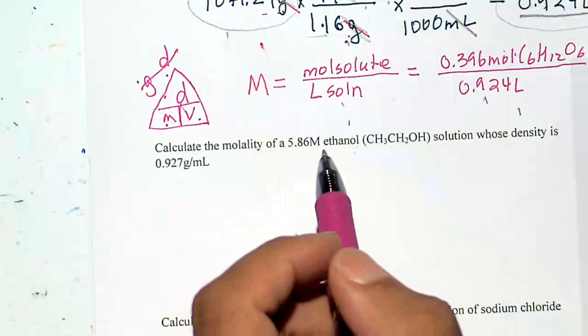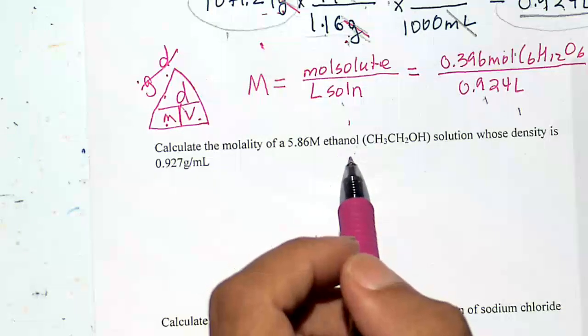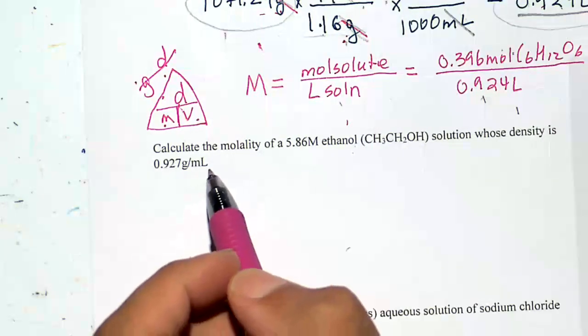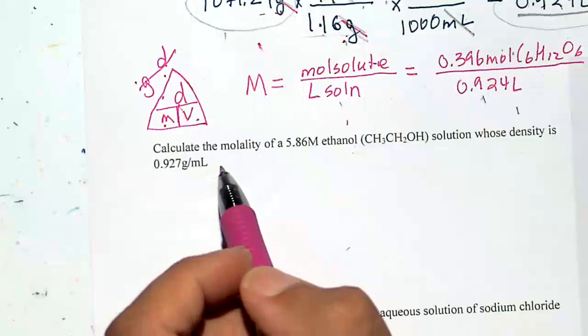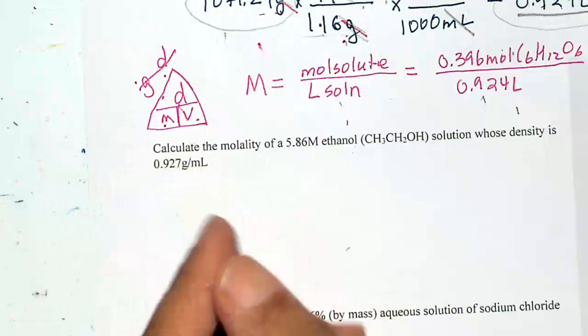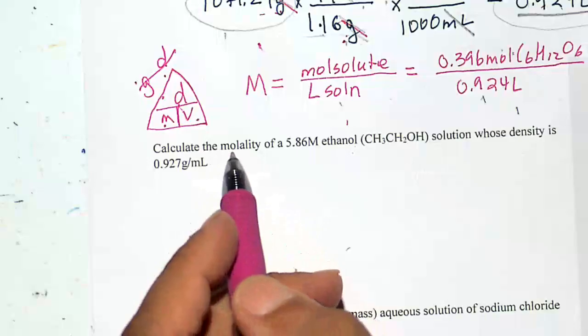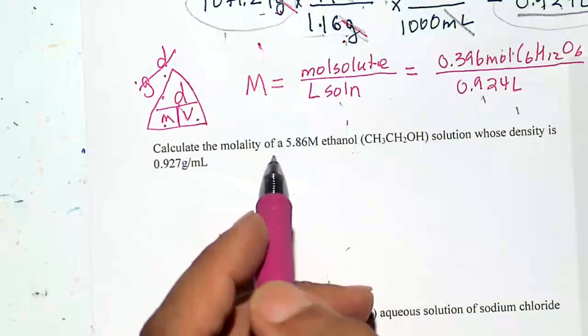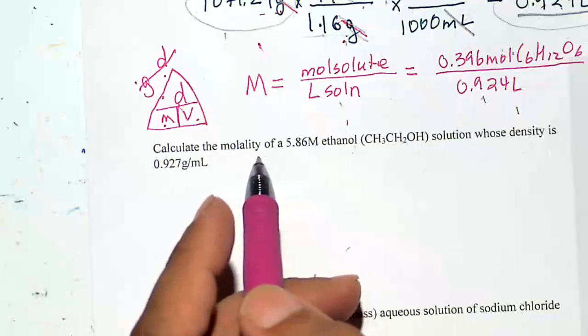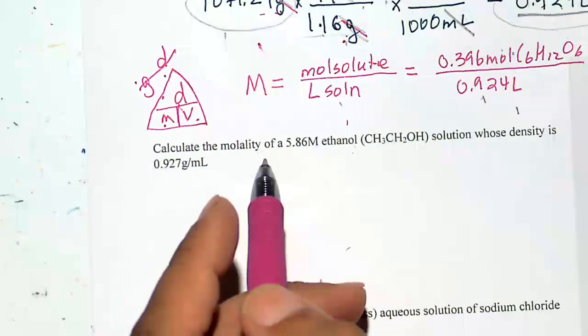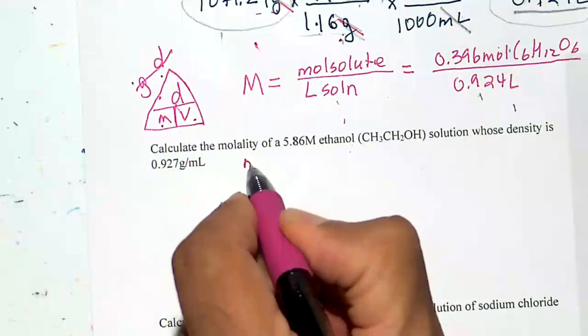Calculate the molality of a 5.86 molar ethanol solution whose density is 0.927 grams per mL. Okay, the molality. What is molality? It's moles of solute over what? Kilogram of solvent.